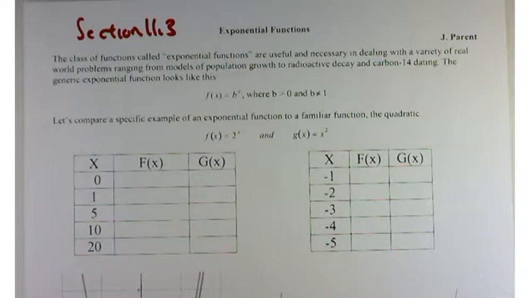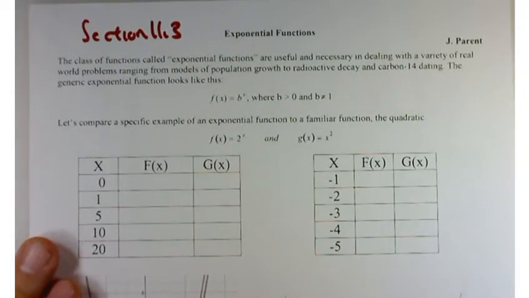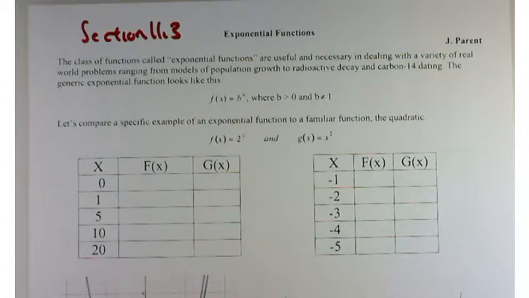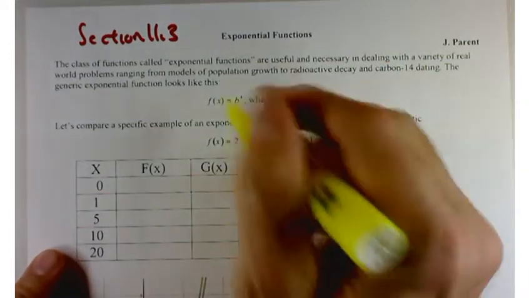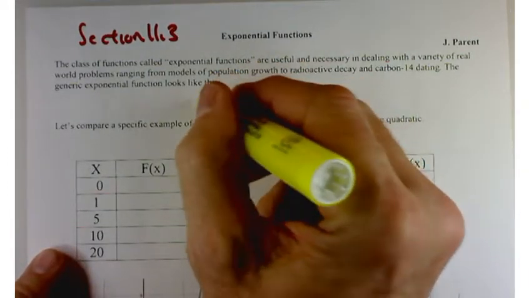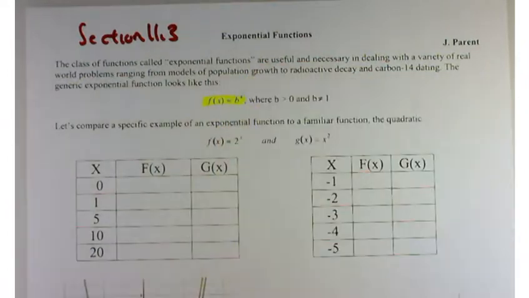So section 11.3 is going to discuss exponential functions. And that's a new class of function for us. We haven't dealt with these before. So let's look at those. An exponential function is going to have this form: f of x equals b to the x. That's what these functions are going to look like in general.